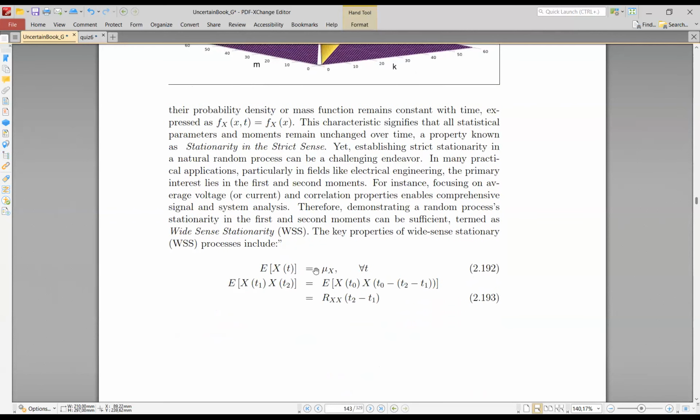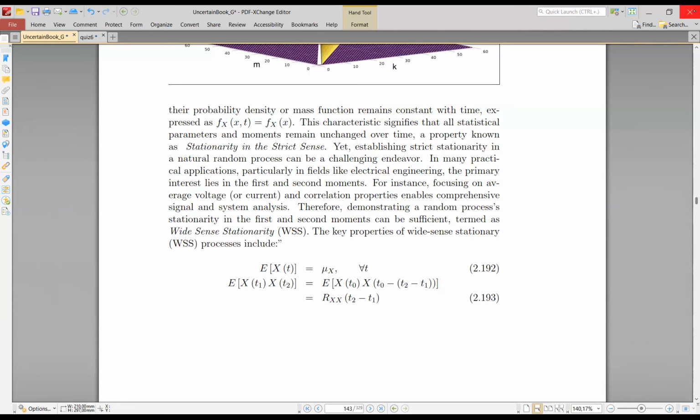So, for example, if you compute the mean, it is not a function of time. If you compute the correlation, you can see the correlation is not a function of at what instant of time you take it. It is a function only of the time difference in the process. So I am only interested in T2 minus T1. I am not interested in where T1 is. We are looking only at the difference in time. So this is called stationary in the wide sense.